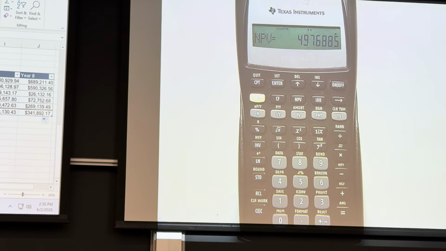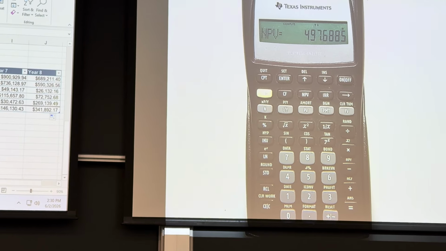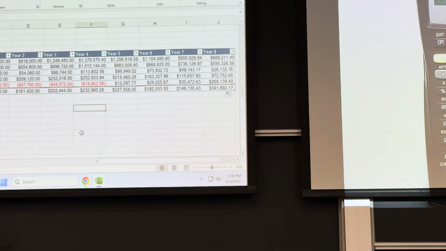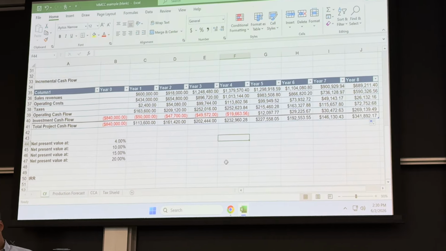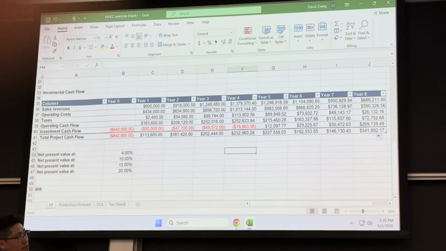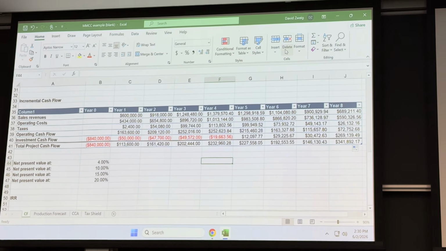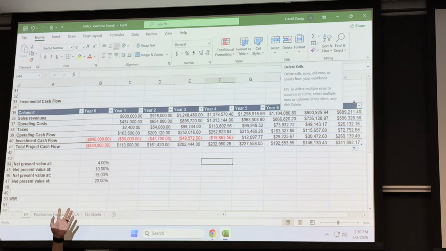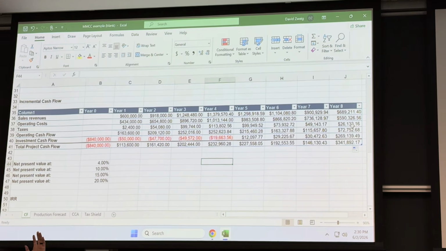Now in Excel, it has a very handy function as well. It's called an NPV function. You can do it in Excel. However, interestingly, there's a flaw in the function in Excel. This is sort of, I don't know if it's by design or not.